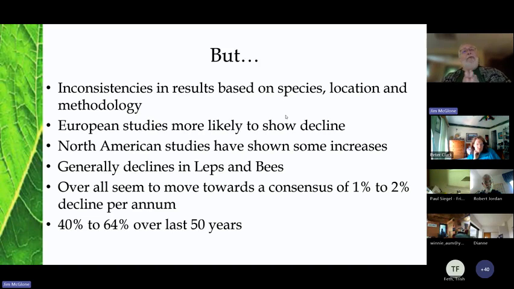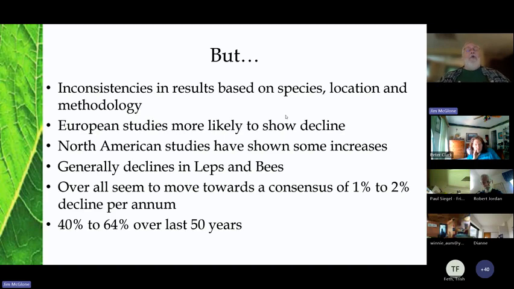As works with science, we're moving towards a consensus, which is we're seeing a 1 to 2% decline every year, which doesn't sound like a lot, but that means if this has been the trend over the last 50 years, we have seen a 40 to 64% reduction in our insect populations over the last 50 years.